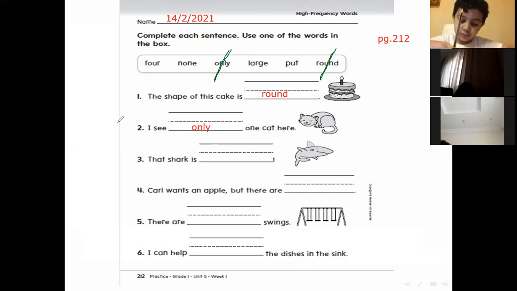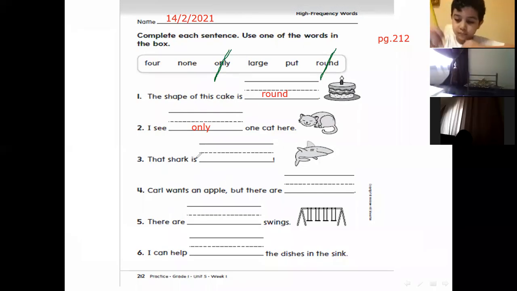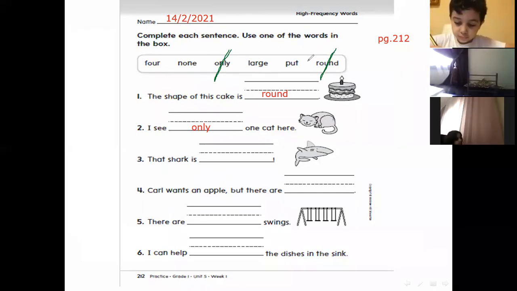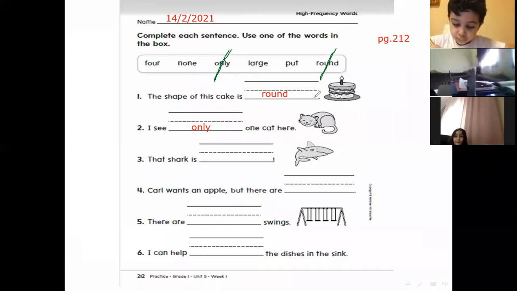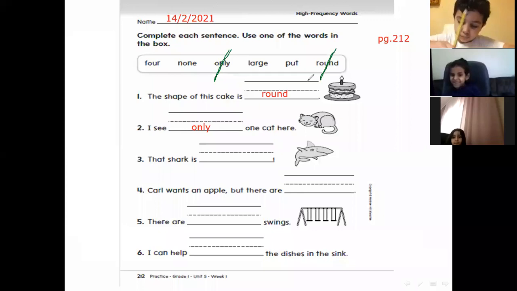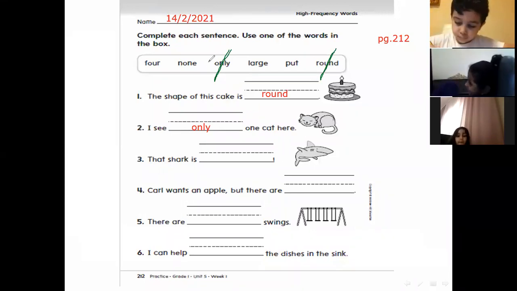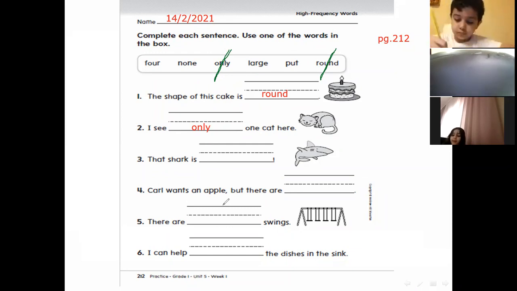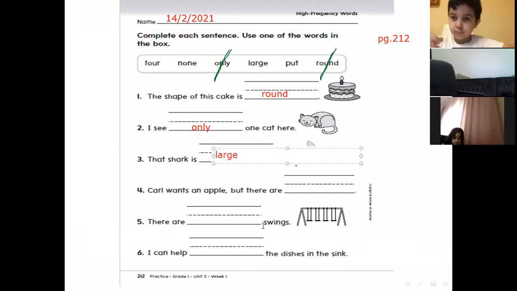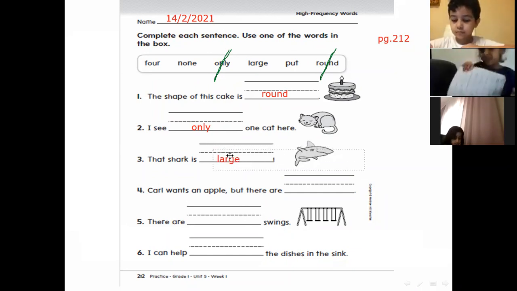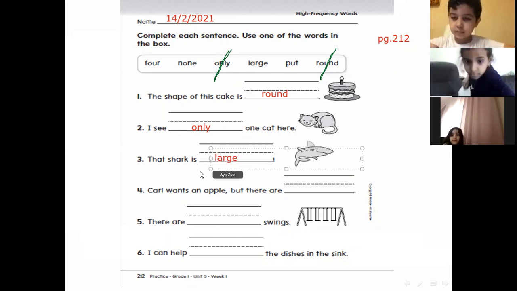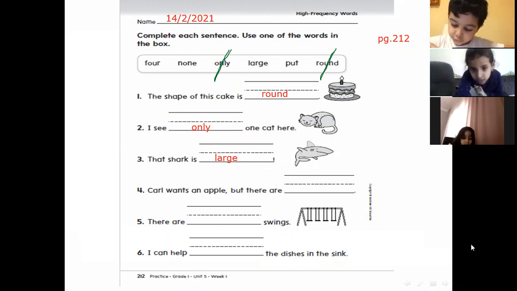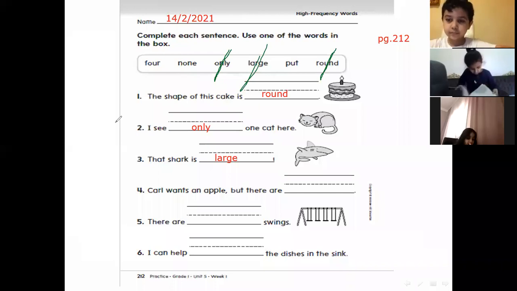Hisham, unmute your mic. Yes, miss. This shark is what? Four, none, large, or put? Large. Excellent. Large means big. Excellent, Hisham. This shark is large. L-A-R-G-E. Large means big.